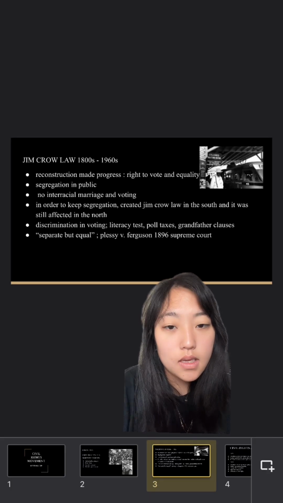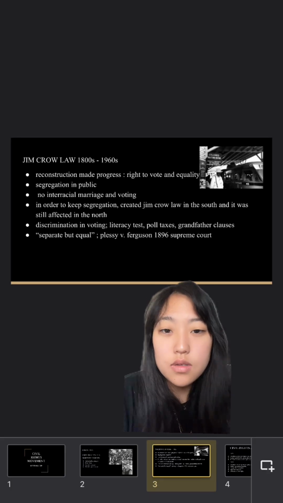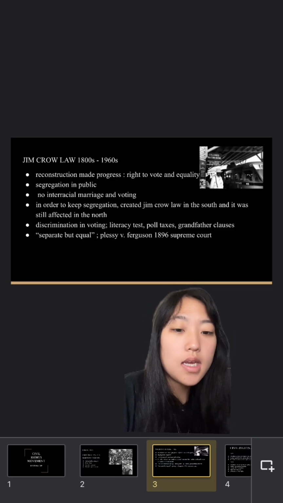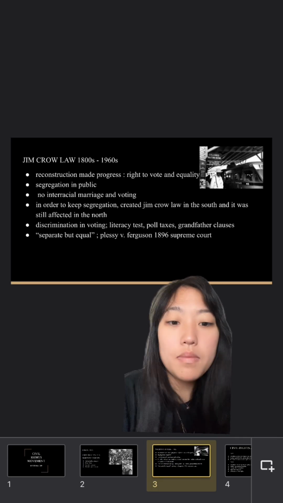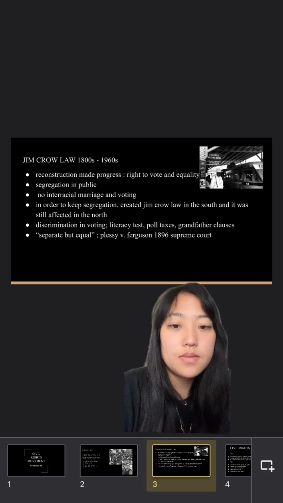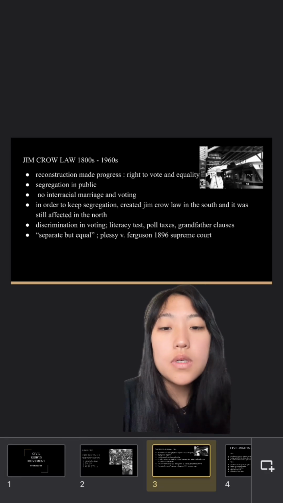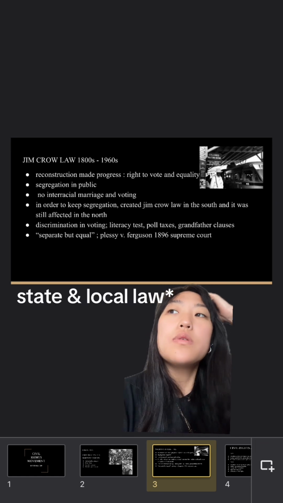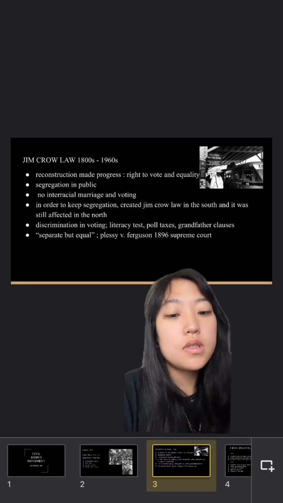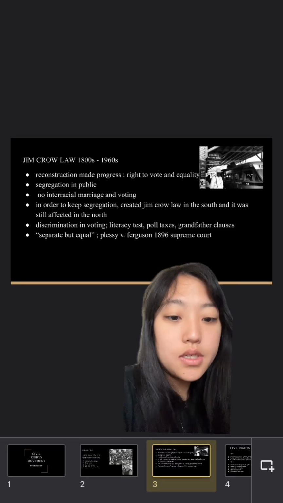So my first key event is the Jim Crow law, and this was in the 1800s to 1960s, and the name came from a comic from Thomas Rice. This Jim Crow law was a state and federal law in order to enforce segregation and discrimination.